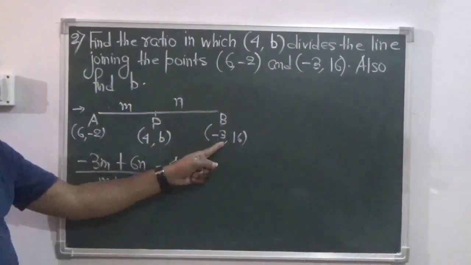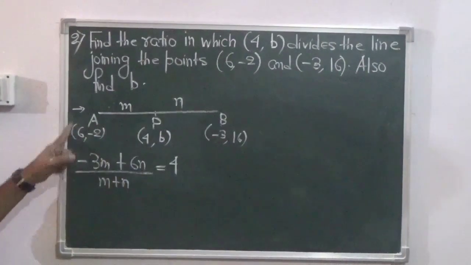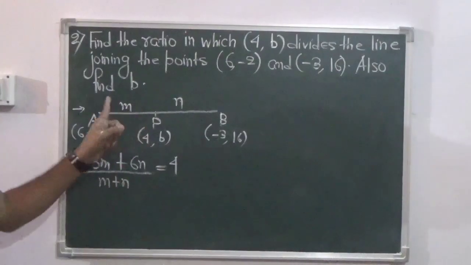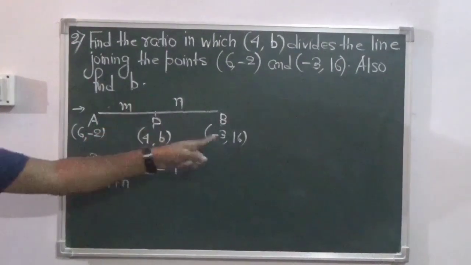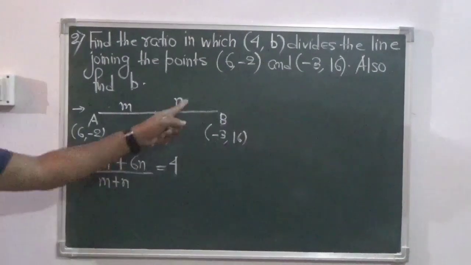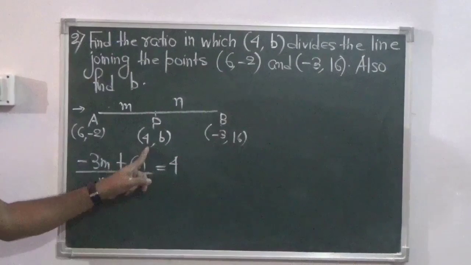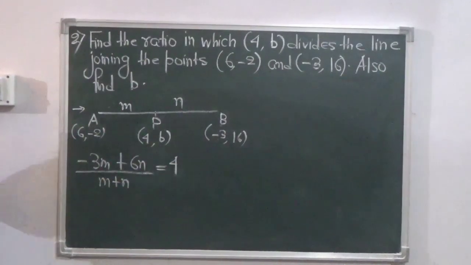m into x2 plus n into x1 by m plus n is the x coordinate, right? Similarly, m into minus 3, that is minus 3m, plus n into x1, that is 6n, by m plus n, that is equal to the x coordinate, that is 4. Now let us solve this.